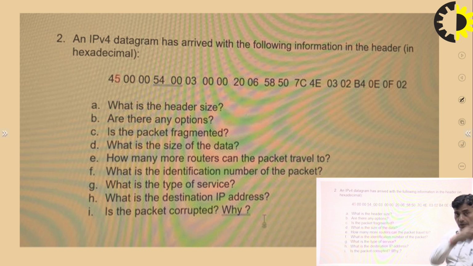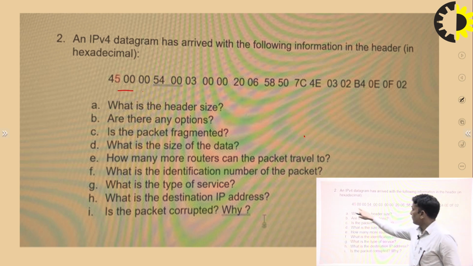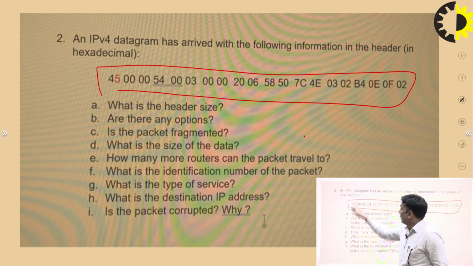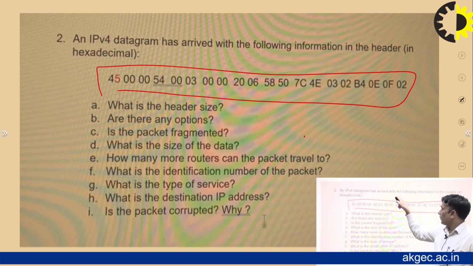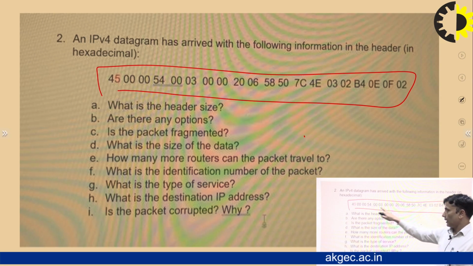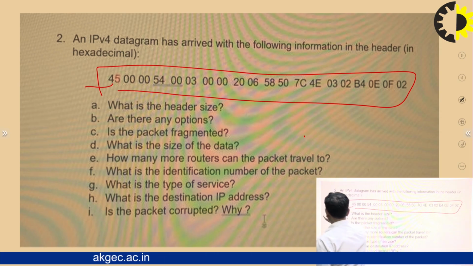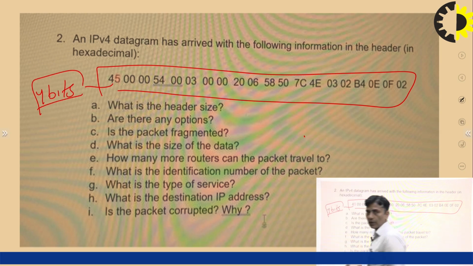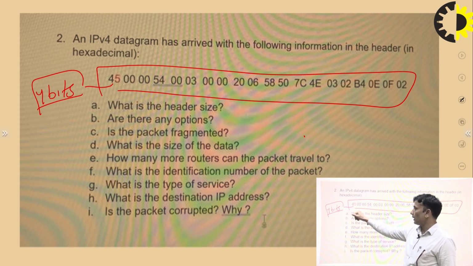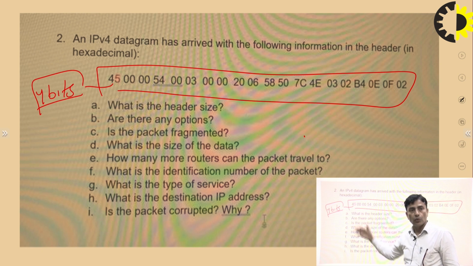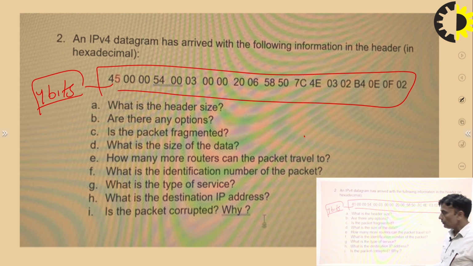Let us take an example that is very important. Suppose an IPv4 datagram has arrived with the following information in the header. This is given in hexadecimal. As we know, each hexadecimal symbol is represented in binary by 4 bits. If we talk about the hexadecimal symbol 4, that means in binary this is 4 bits, whose value is 4. Like that, all these symbols are in hexadecimal.